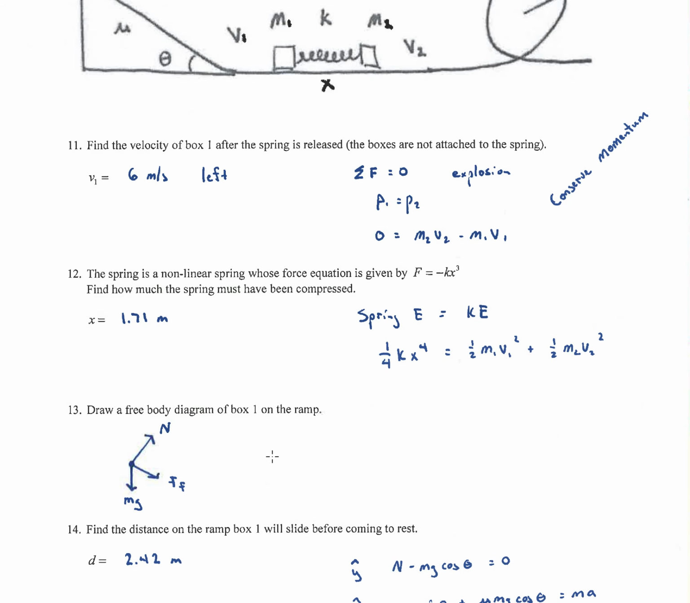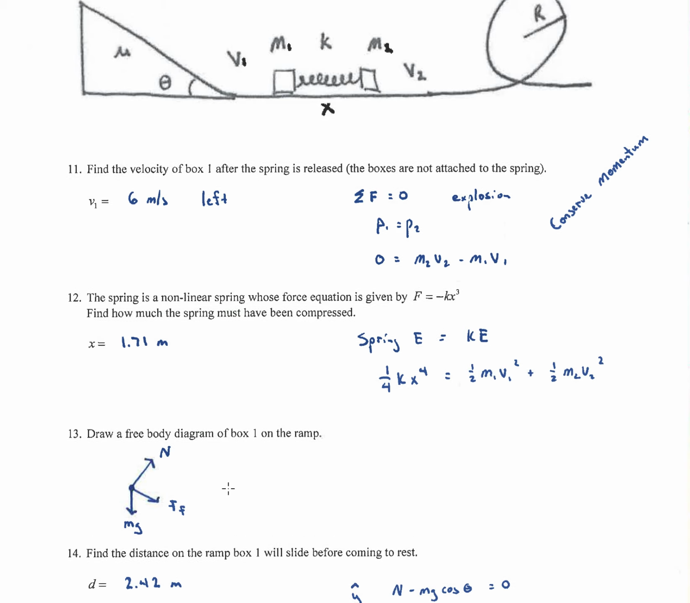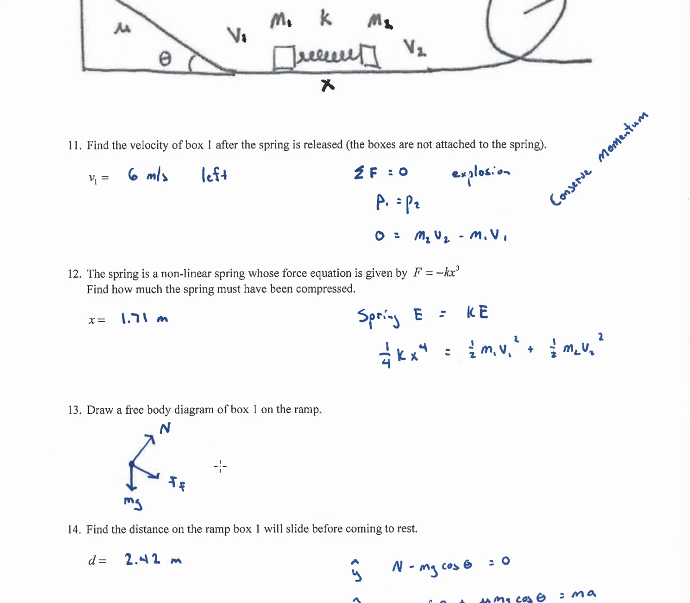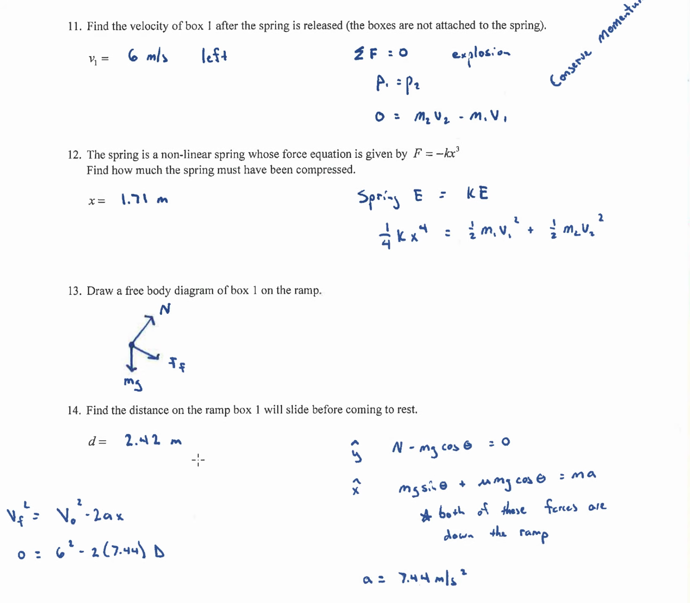Okay, when the box is on the ramp, we have the normal force is normal, friction is down the ramp, mg is down, and again, it is moving up the ramp, but there is no force forcing it up the ramp. It just goes up the ramp because that's the direction it was going. As soon as it starts to go up the ramp, it is going to start to slow down because all the forces are going to slow it down. Okay, find the distance on the ramp it will go.